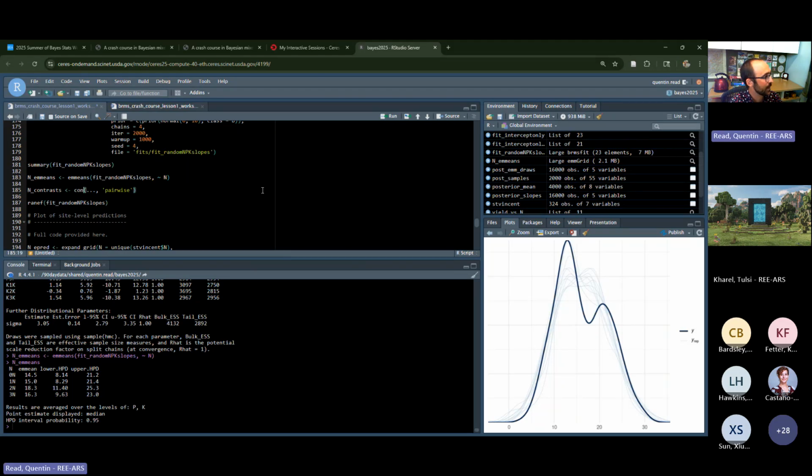And we can also see that if we do contrast of n_emmeans, we're going to use method pairwise, again, to get all pairwise comparisons.